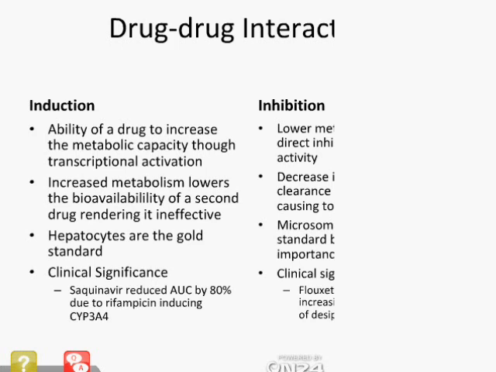On the other hand, inhibition is a process that reduces metabolic activity, which slows the clearance of a secondary drug, extending its therapeutic activity and potentially causing toxicities. Fluoxetine, also known as Prozac, is an antidepressant. It is also a potent inhibitor of CYP2D6.